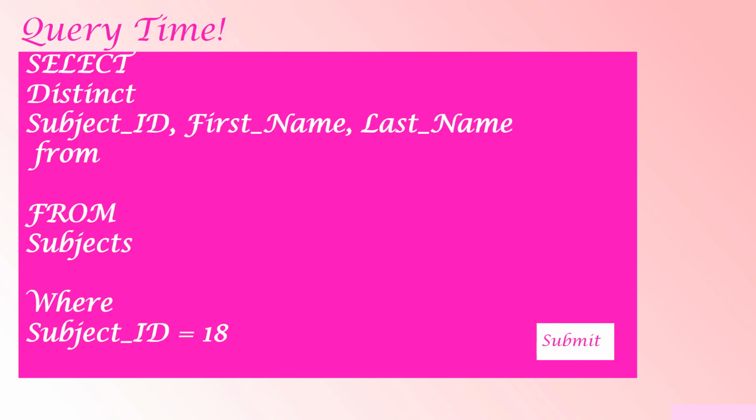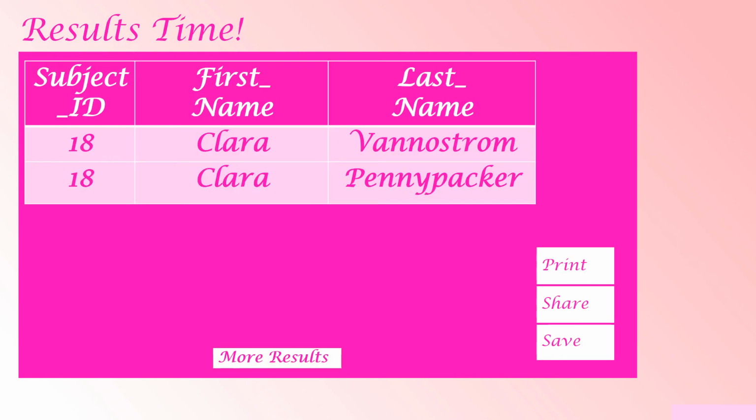What do you think would happen if we added in Clara's first name and last name to this query with the distinct after the select? Do you think we would get a single row returned, or 3 rows returned, or something else entirely? We would actually return 2 rows, because one row will have the last name of Van Nostrum and one row will have the last name of Pennypacker. So they're duplicate in subject ID and first name, but the last names are different, so distinct wouldn't remove the second row with Clara Pennypacker.